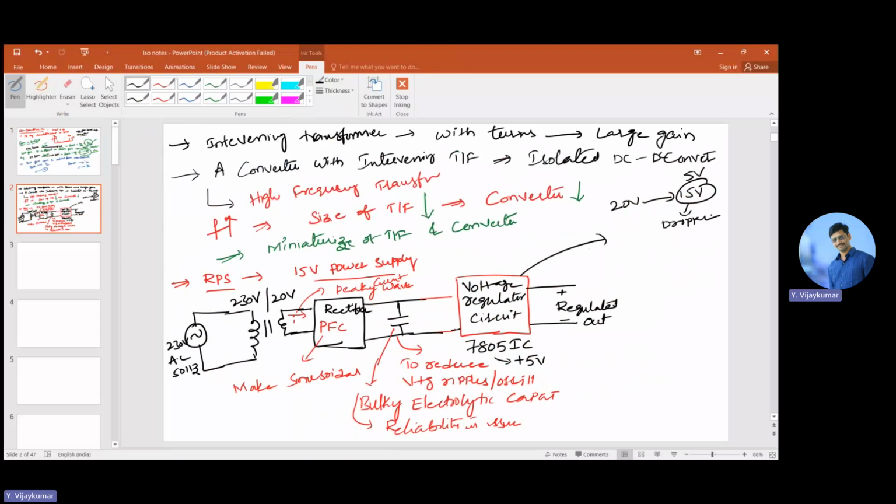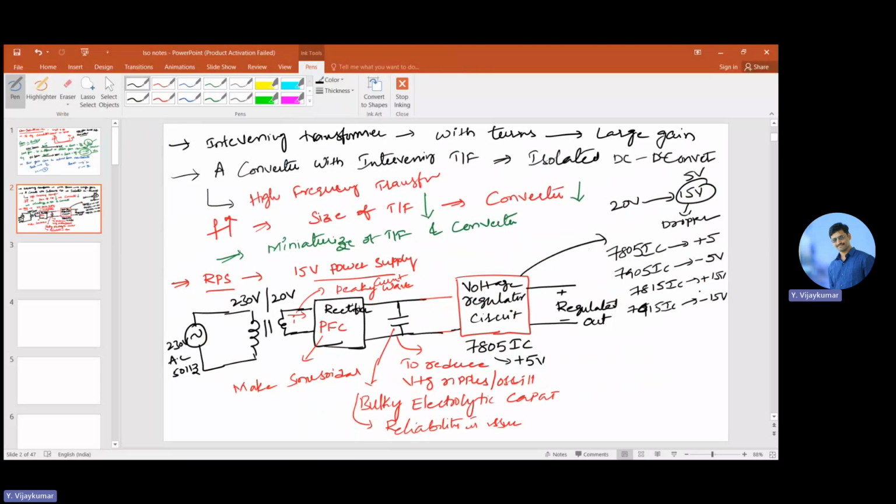Similarly, we have different types of ICs here. The 7805 IC will have a voltage of 5 volts. The 7905 IC will have a negative voltage of 5 volts. The 7815 IC can get plus 15 volts, and the next one, the 7915 IC, is able to get a minus 15 volts at the output. These are the different ICs.